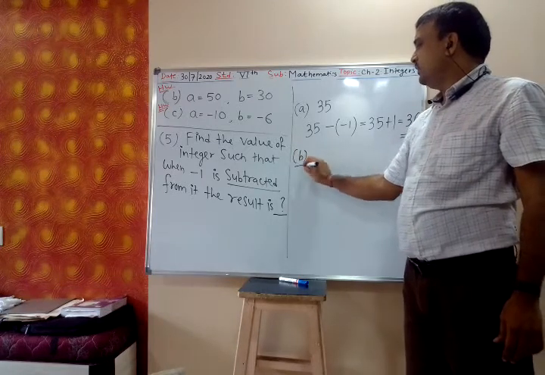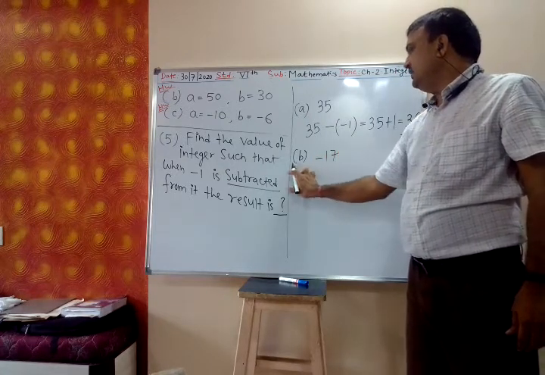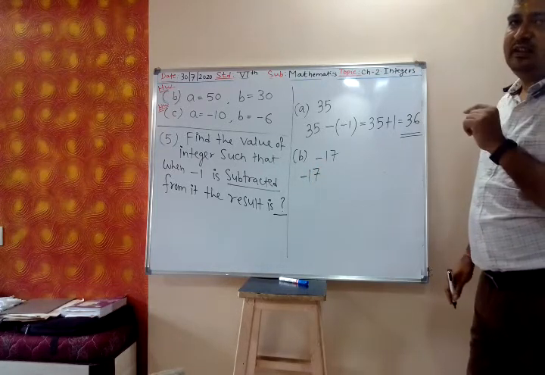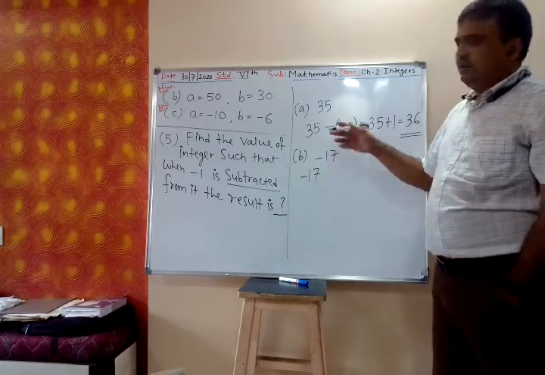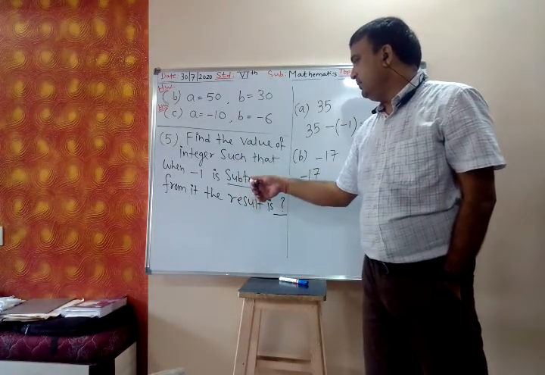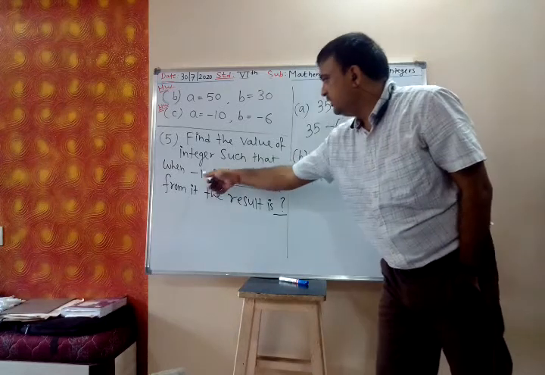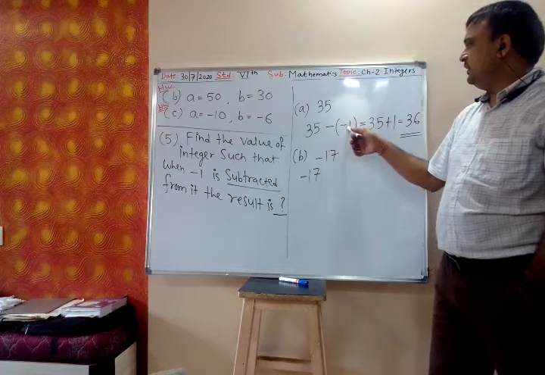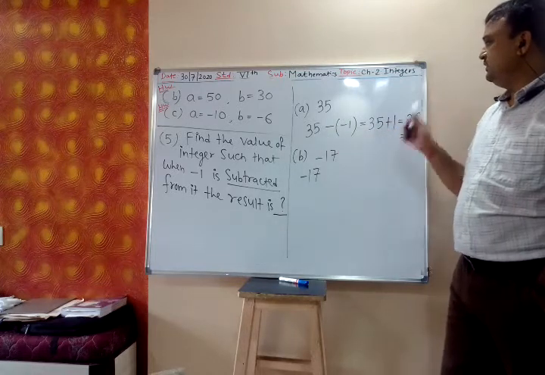B is minus 17. Because you are not reading the question: from the given integer you have to subtract. Subtract means minus. Which integer do you want to subtract? Minus 1. So we write 35 minus minus 1. Minus minus are together, so it becomes plus. So 35 plus 1, 36.